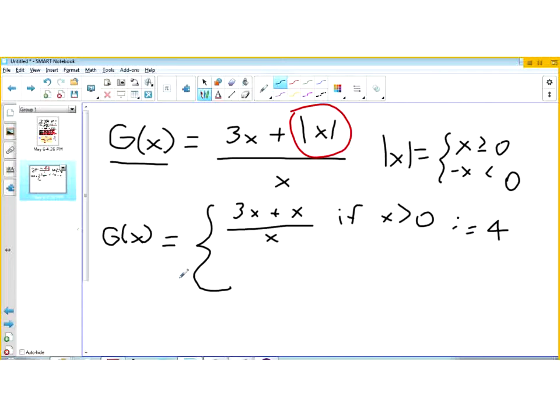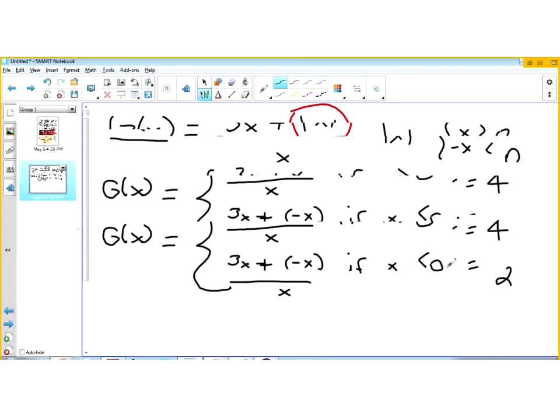All right, now what happens if x is less than 0? If x is less than 0, then the absolute value of x is replaced by a negative x, right? So it would be 3x plus a negative x over x if x is less than 0. And that effectively equals what? 3x minus x is 2x, 2x over x is 2, so it's 2.